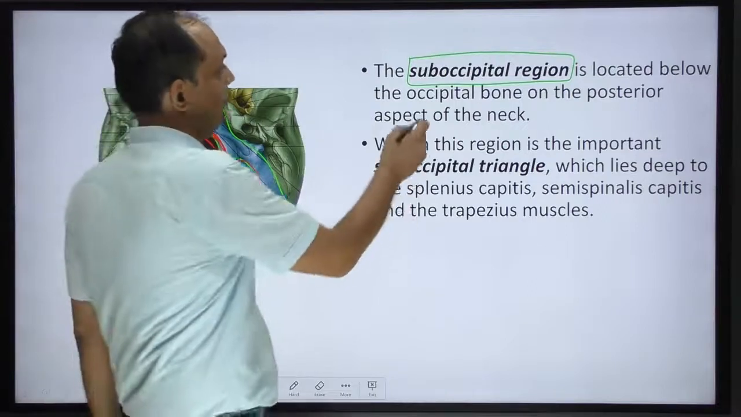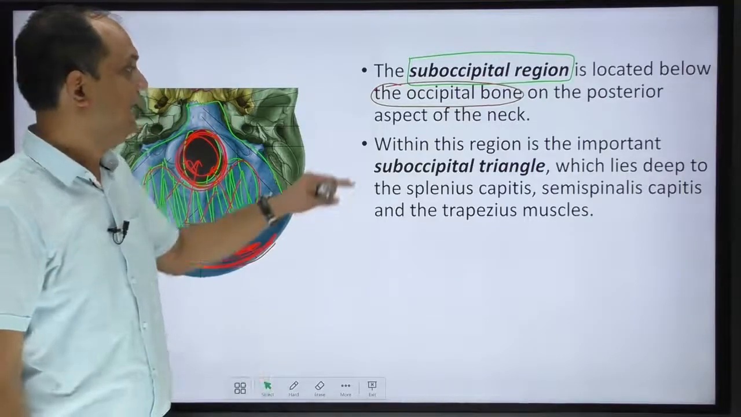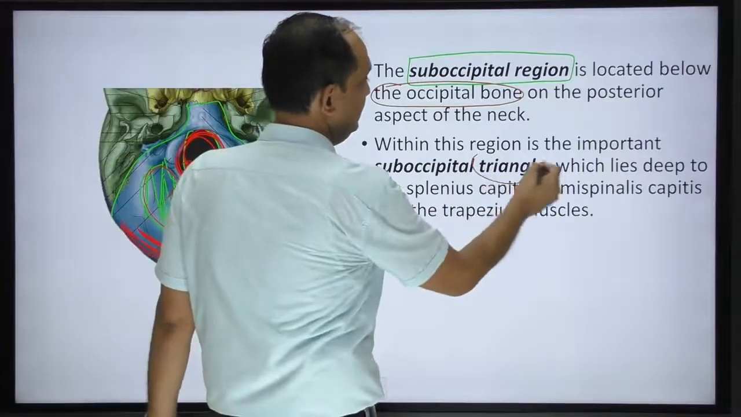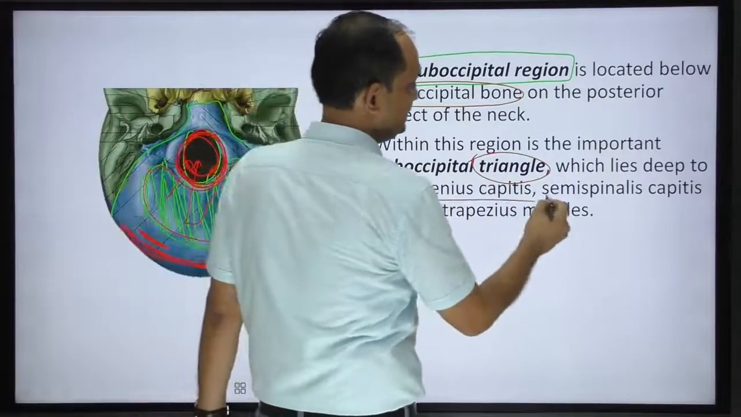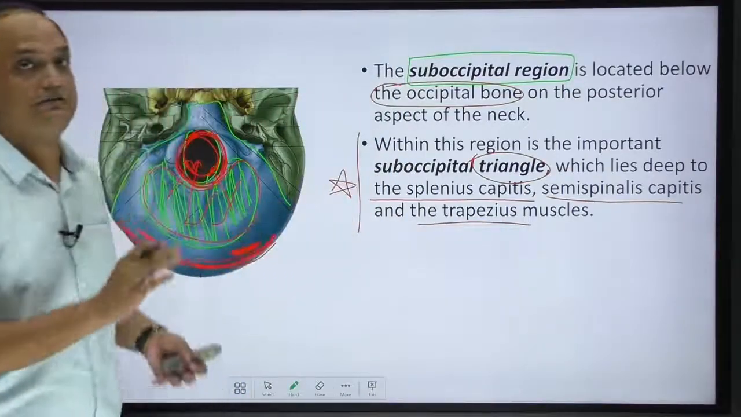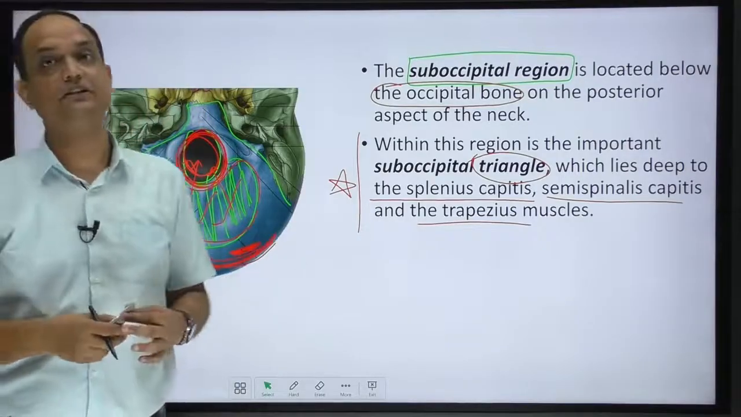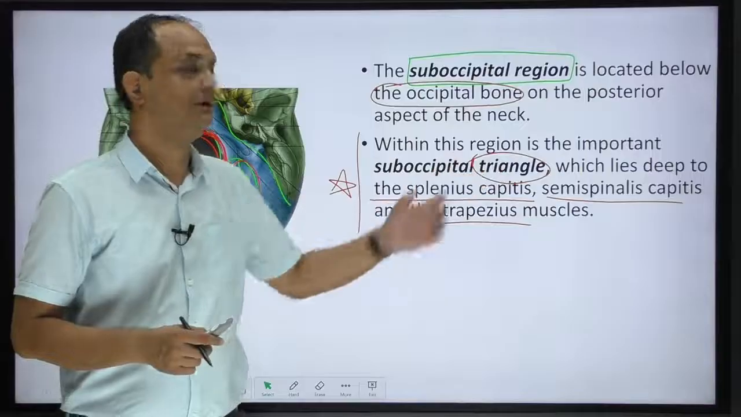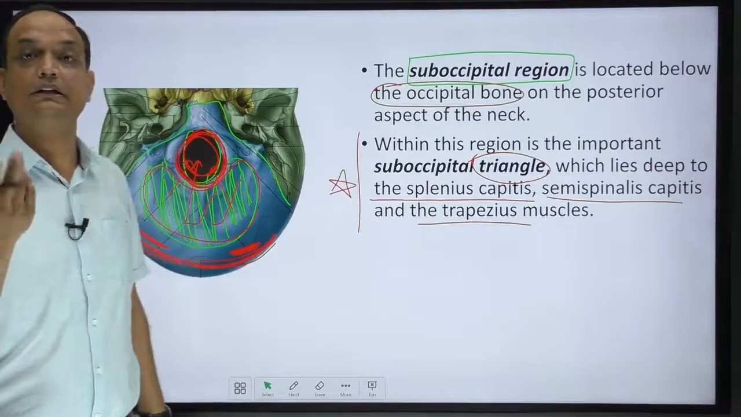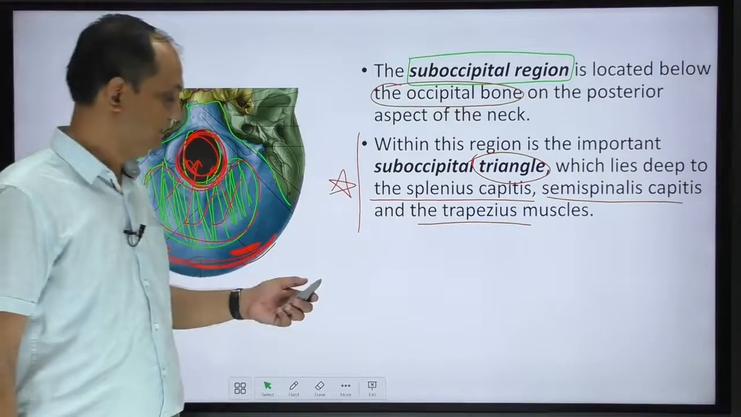So what is the suboccipital region? The suboccipital region is located below the occipital bone on the posterior aspect of the neck, and within this region we have the suboccipital triangle, which lies deep to the splenius capitis, semispinalis capitis and trapezius. I hope this very important concept is clear to you: if you are doing a dissection, where will you find the suboccipital triangle? In the suboccipital region. And where will you find the suboccipital region?